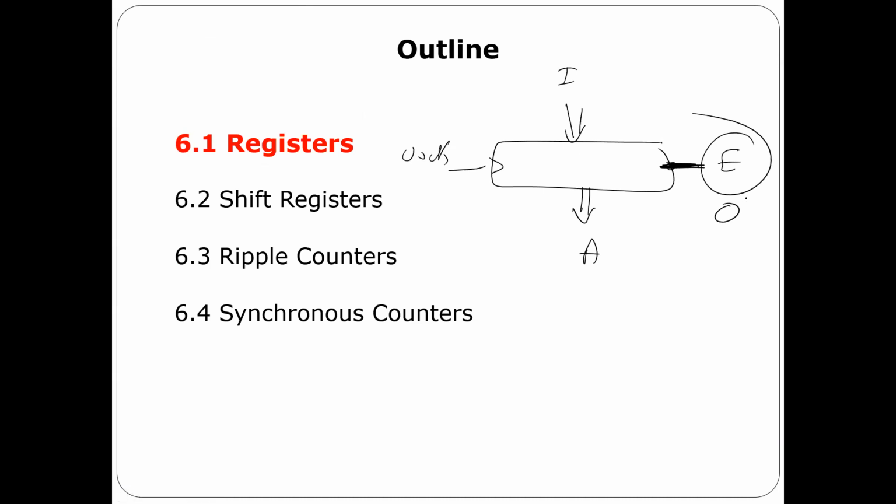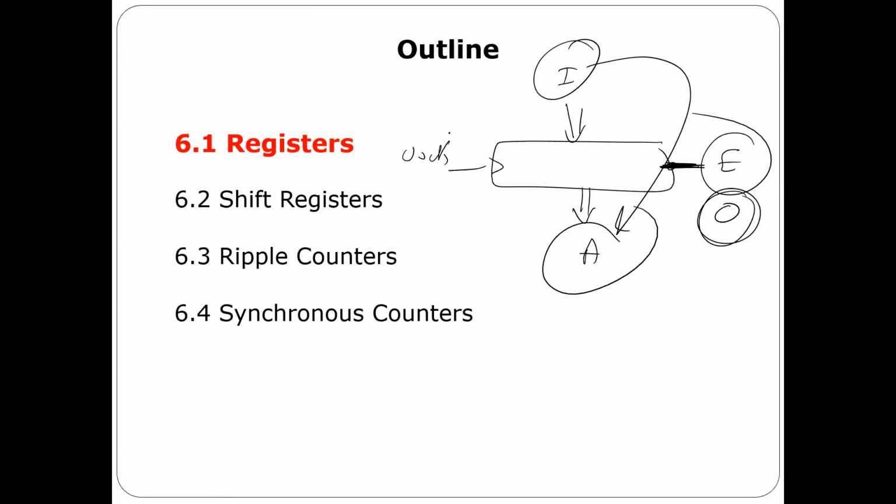So that when the enable is 0, if it is not enabled, this output is not going to be shown here at any clock. It's not going to be shown. You get what I'm saying? I want this output to be stored when this enable is 1.